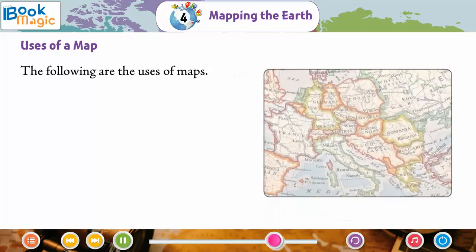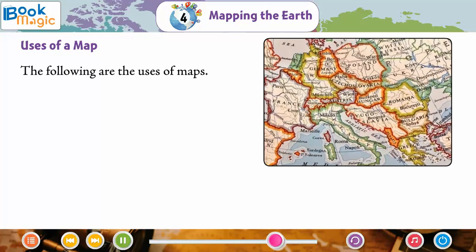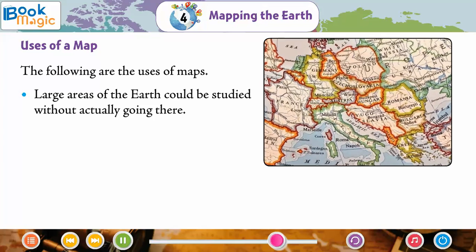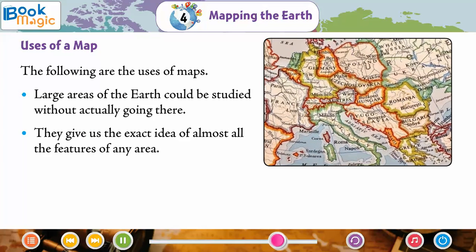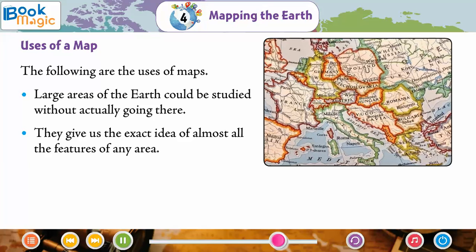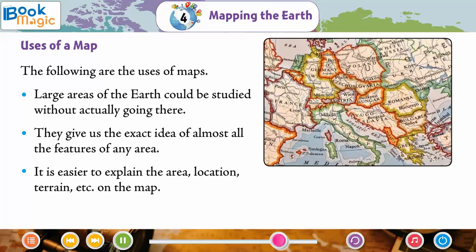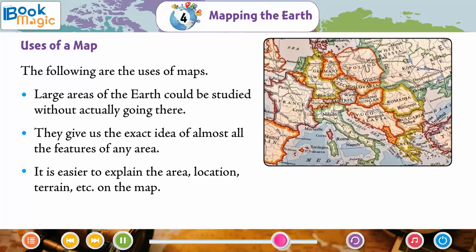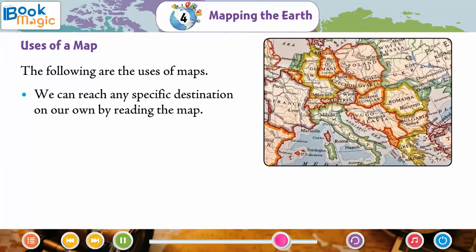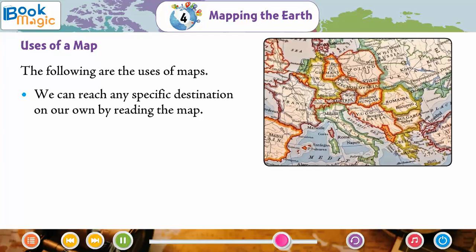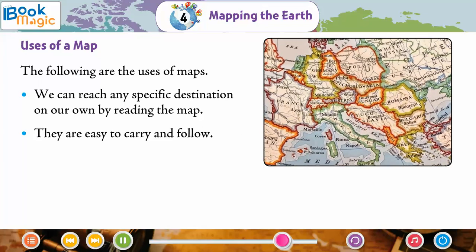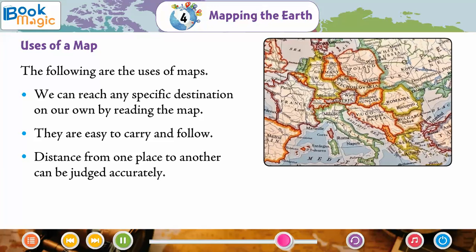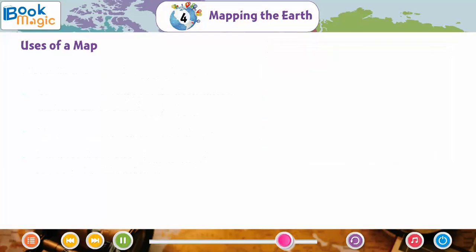Uses of a map. The following are the uses of maps. Large areas of the earth could be studied without actually going there. They give us the exact idea of almost all the features of any area. It is easier to explain the area, location, terrain, etc. on a map. We can reach any specific destination on our own by reading the map. They are easy to carry and follow. Distance from one place to another can be judged accurately.